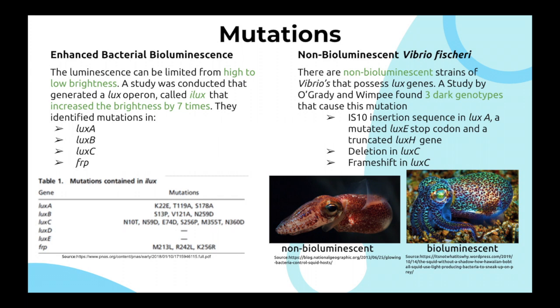The 3 mutations that caused non-bioluminescence were an IS10 insertion sequence in LuxA with a mutated LuxE stop codon and a truncated LuxH gene. The second mutant genotype consisted of a deletion in LuxC and lastly a frame shift in LuxC. In the picture below, you can see the difference between a non-bioluminescent bobtail squid and one that's bioluminescent. They were able to find these mutations by screening over 600 Vibrio species.